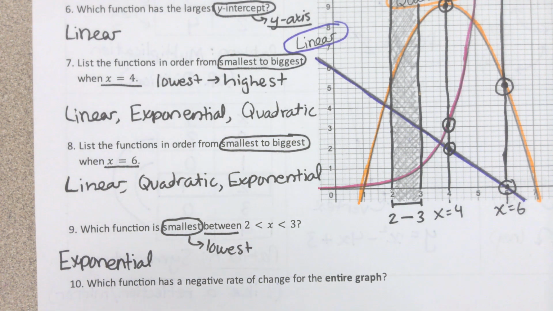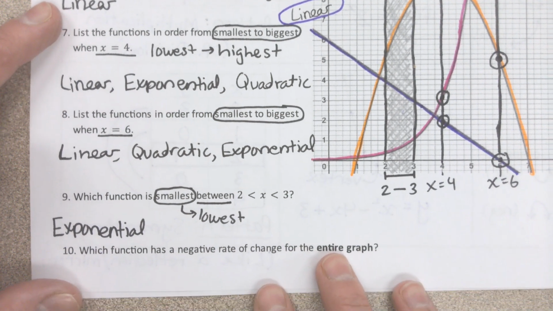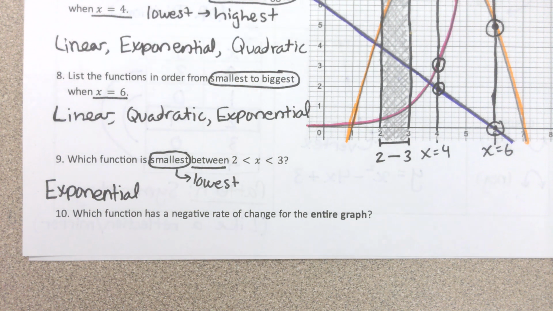So as you can see, that question very much depends on which part of the graph you're looking at. You can get a different answer depending on where you're looking. So that's why it's important to block it off, focus on that one region.